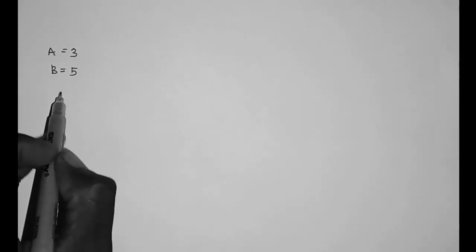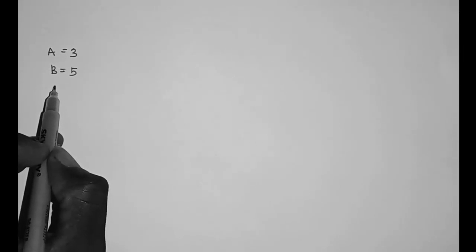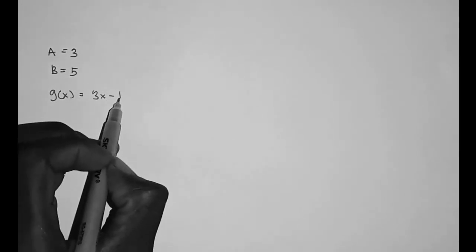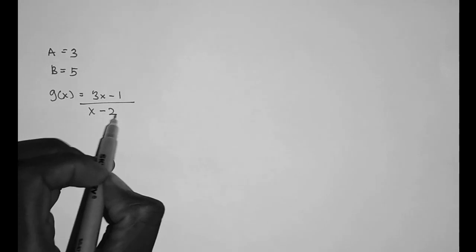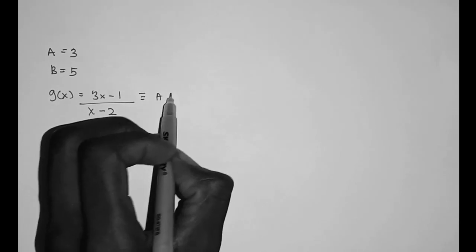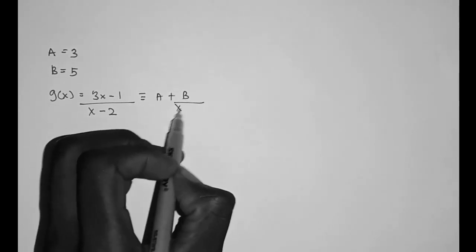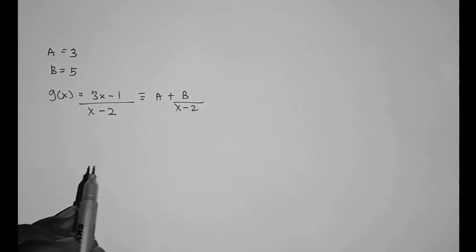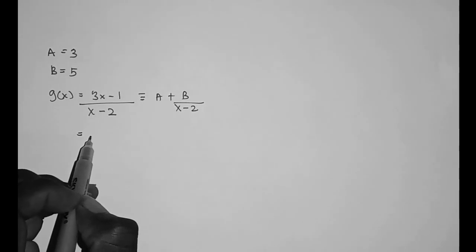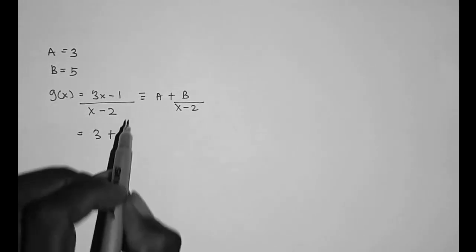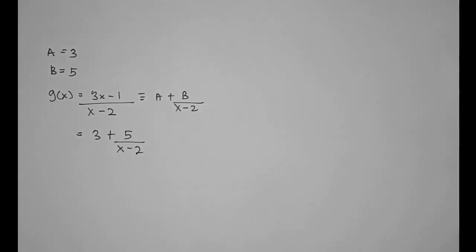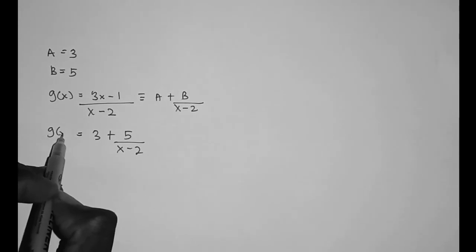So remember that it was g of x, and g of x is equal to 3x minus 1 divided by x minus 2. According to the question, we're supposed to express it in the form a plus b over x minus 2. And we got a as 3, so this is equal to 3 plus 5 over x minus 2. So this is the first part of the question. So this is g of x.